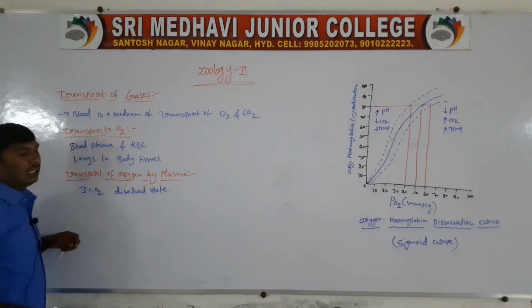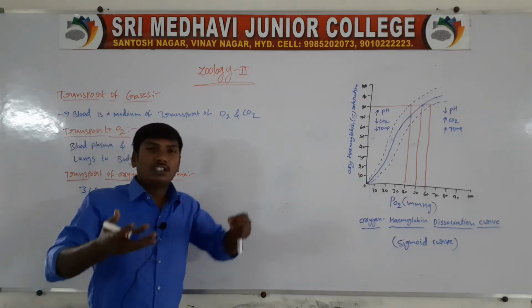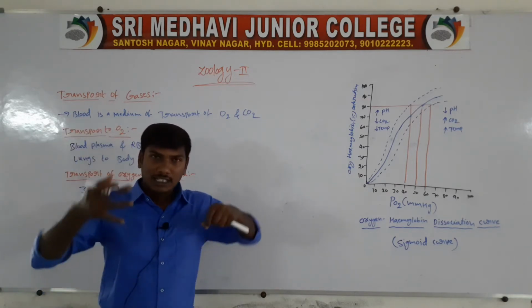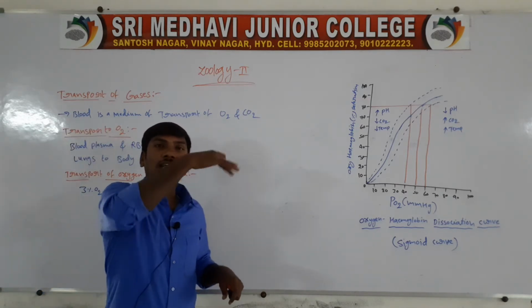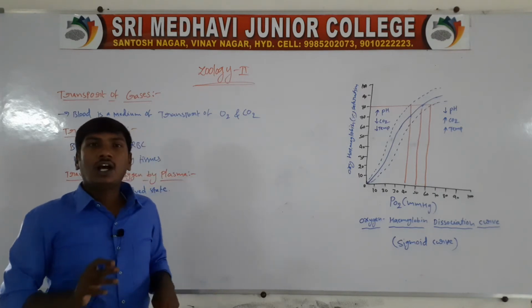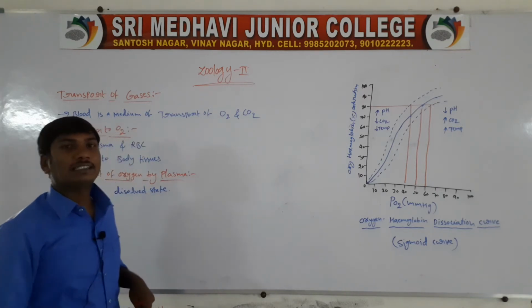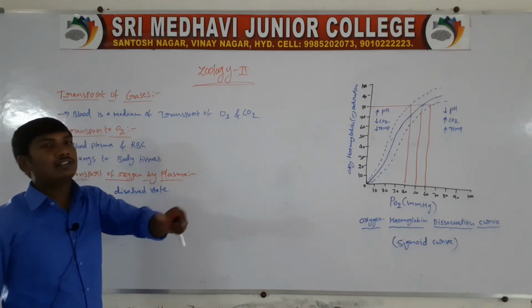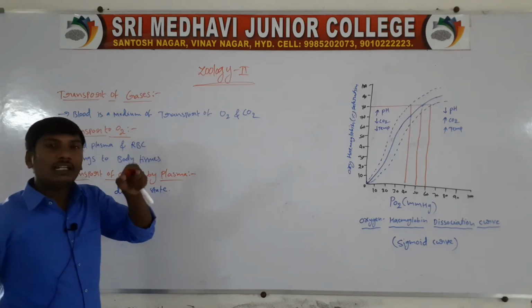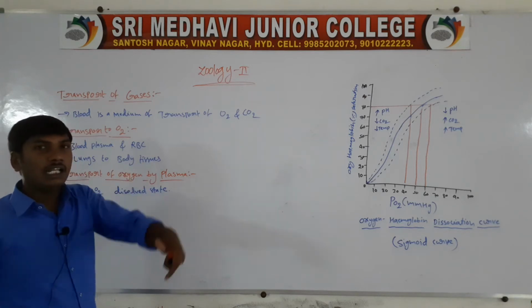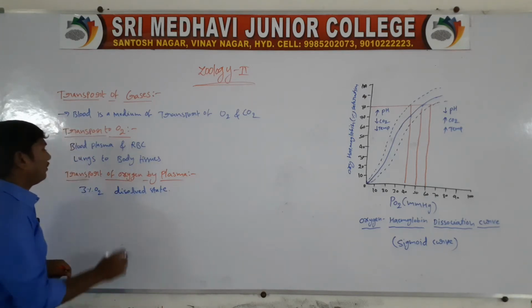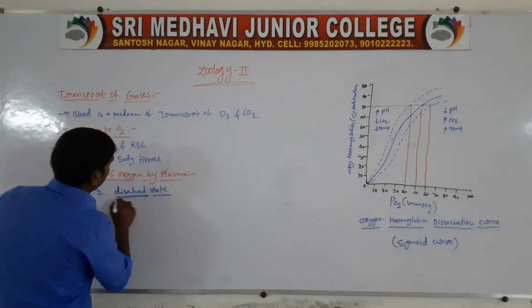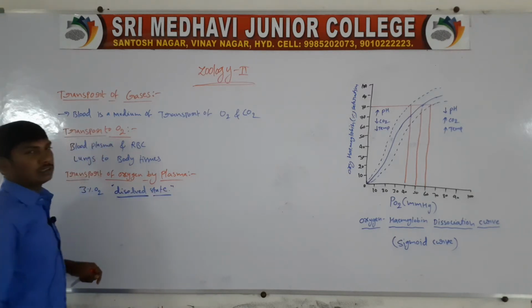The plasma dissolves the oxygen. The dissolved oxygen is transported from the lungs to tissues. How much percentage? Only 3% of oxygen is transported from the lungs to tissues in the dissolved state in the plasma.